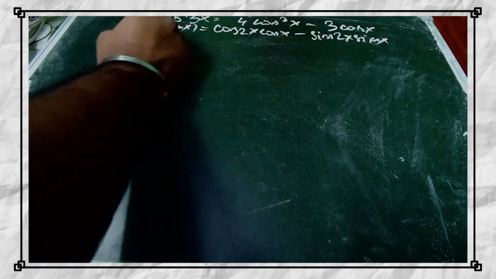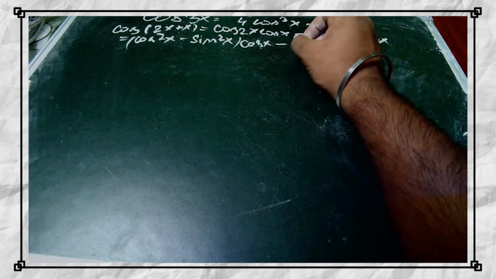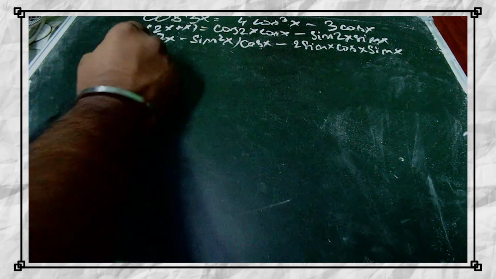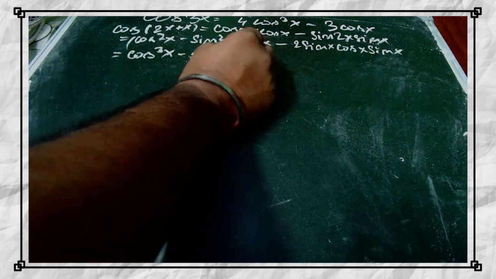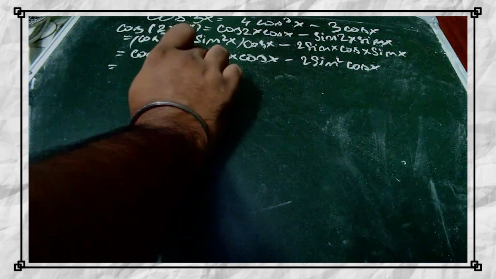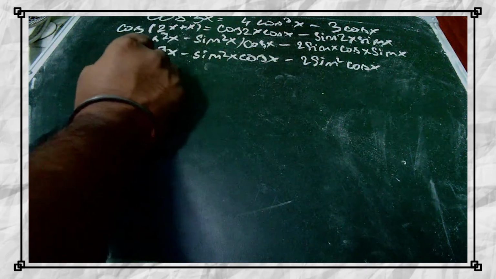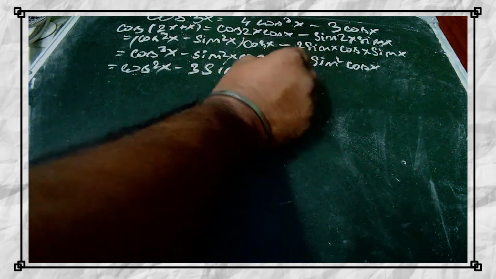Now we'll simplify it. So cos of 2x is cos square x minus sine square x into cos of x, and minus sine of 2x is 2 sine x into cos x, and it will be multiplied with sine x again. So after simplification we'll get cos cube x minus sine square x into cos x, and then again minus 2 sine square x into cos x. So we'll get cos cube x minus 3 sine square x cos x.